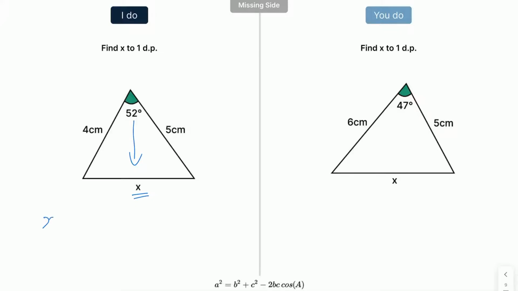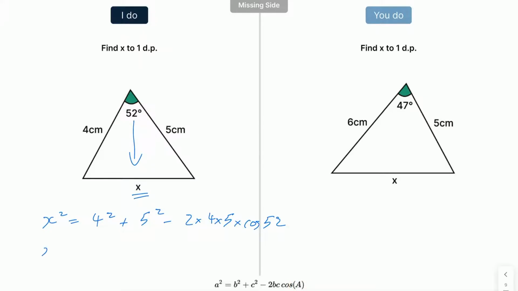So if I write my formula, I'm going to write x squared, which is what we're looking for, is equal to b squared, which is one side, plus c squared, which is the other side, minus 2bc, and then cos A, which is the angle. Okay? It doesn't really matter what you call B and C. It can either be this or this. What's important is that you identify what A is, which is that angle there.